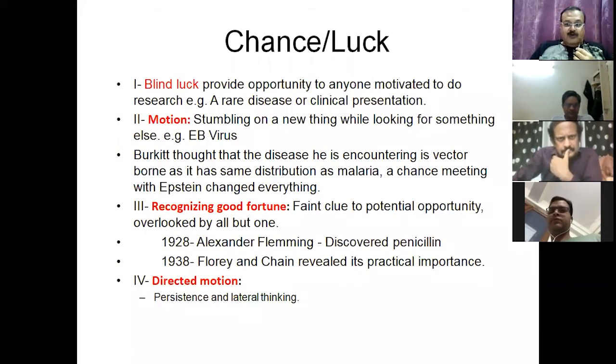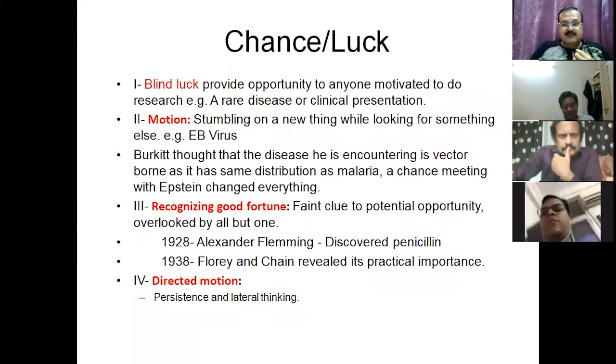We talk a lot about luck, and scientifically, luck is classified into four different types. The most rare is blind luck. Blind luck provides an opportunity to anyone who is motivated to research, and just like that, a rare disease, rare clinical presentation, or rare phenomenon occurs in front of your eyes, and you are there to witness it. Things that happen by chance are type 1. Type 2 is serendipity.